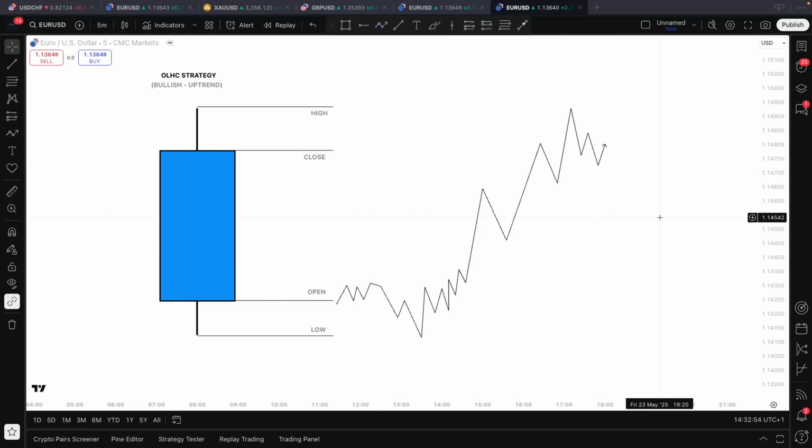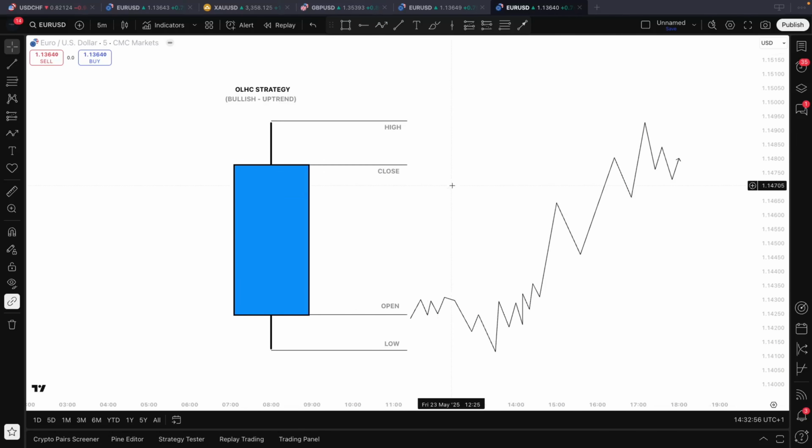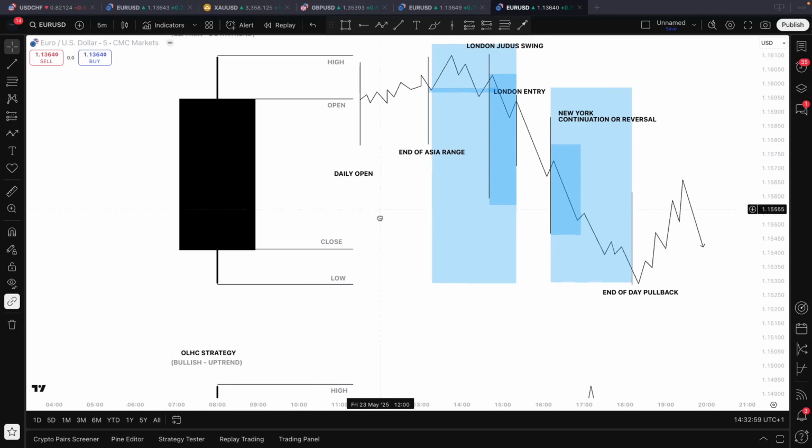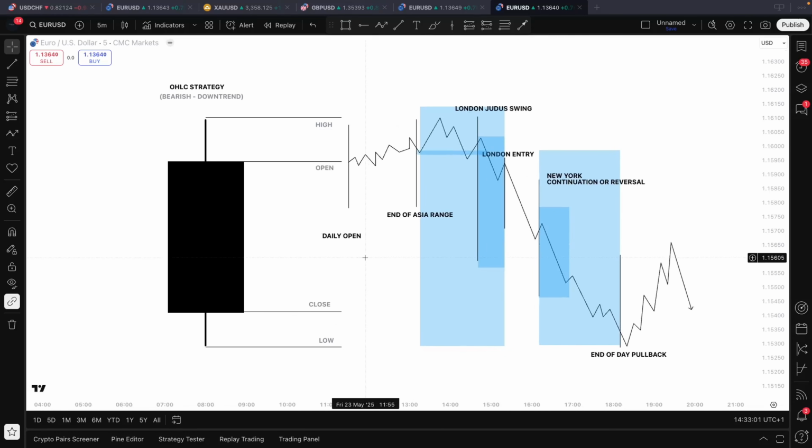We don't always have that, you know? So are we going to be going for them bullish price action moves, or are we going to be going for them bearish price action moves? And that is exactly what we're going to be getting into in this next section.